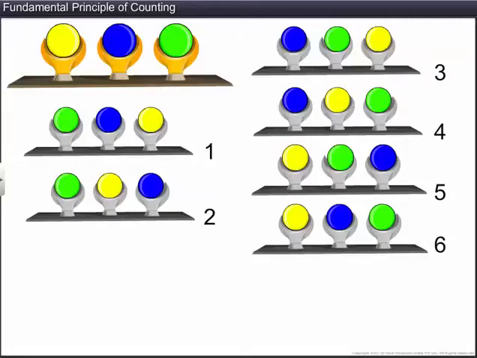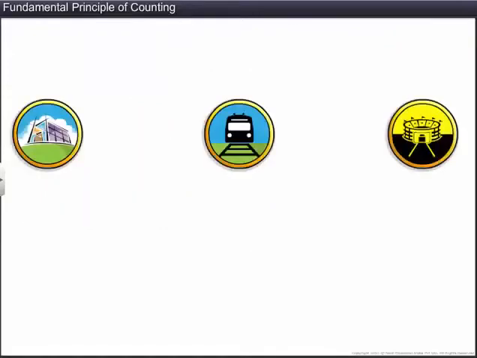What we are interested in here is the number of unique ways in which the balls can be arranged rather than the arrangement of the balls. We will extend this concept of counting further. Let's consider a situation where we are at the town hall in our city. We want to go to the stadium.